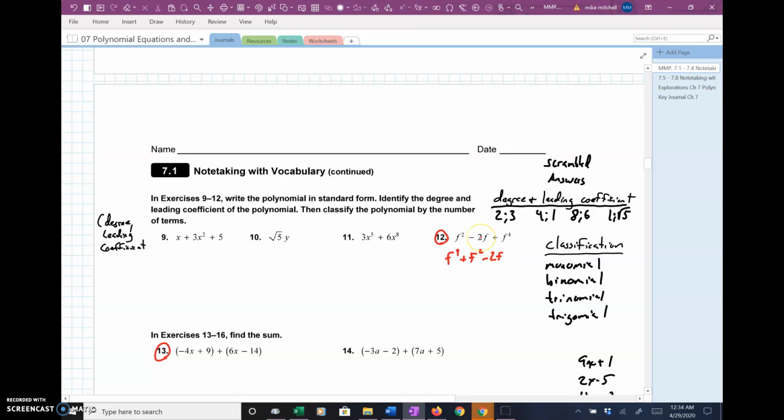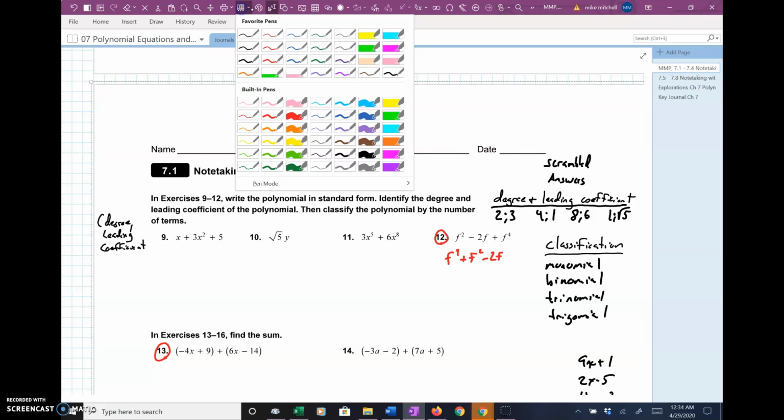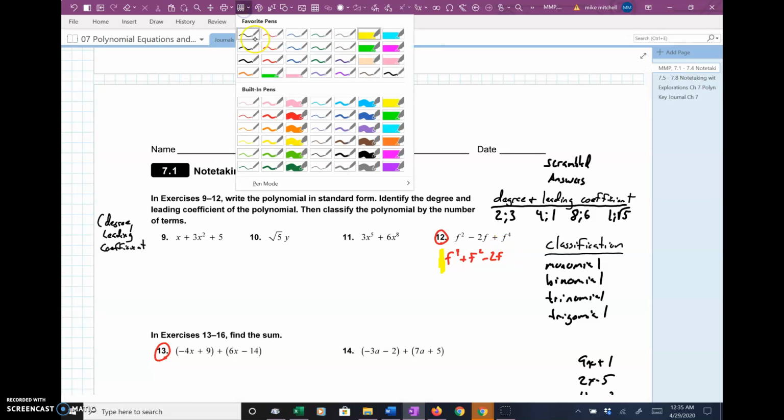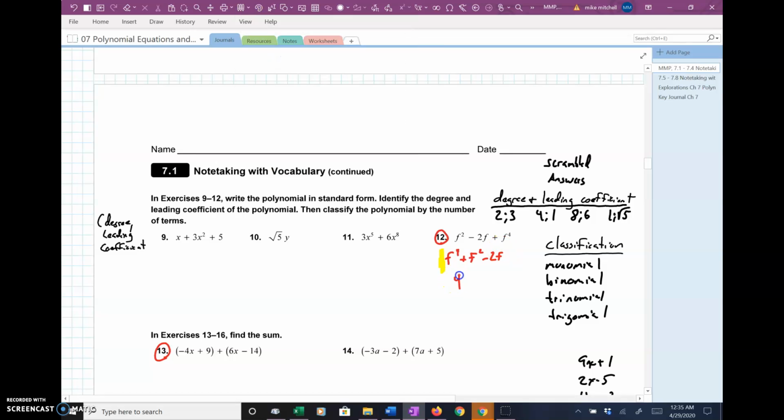Notice the minus stays with the 2f, the term immediately to the right of it. My leading coefficient, it's another one of those shy numbers. It's that number that's right in front of the f right there. That's the 1. So my degree here, I have 4 for the first one, 2 for the second one, for the third. So my degree is going to be 4. My leading coefficient, which I highlighted there, is 1. There's that answer there.